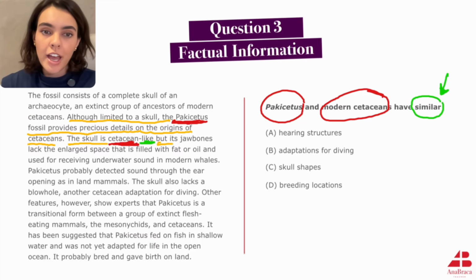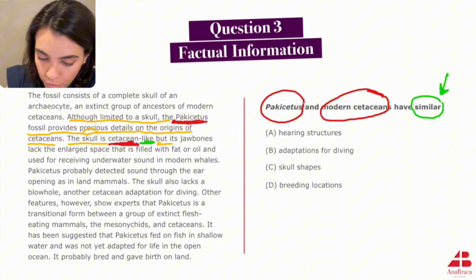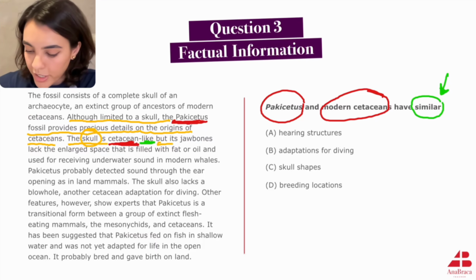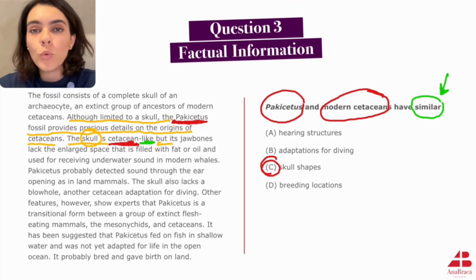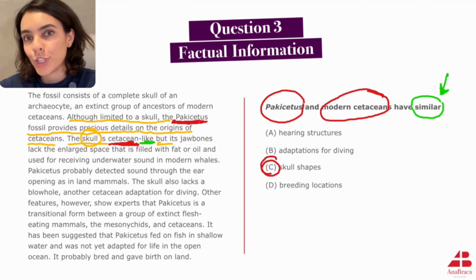So what do they have in common? What is cetacean-like? The skull. And the option is here. It's never going to be only the word, right? The skull shape. But that would be the only option that shows the similarity between those two here.